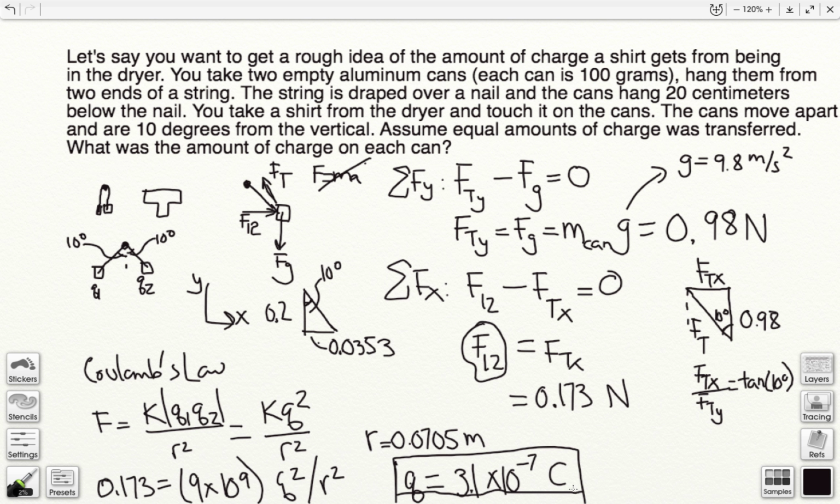So that's the amount of charge on each can. As you saw, we used some concepts from the past, like our free body diagram and balance of forces, and we add this new thing of applying Coulomb's law with charges.